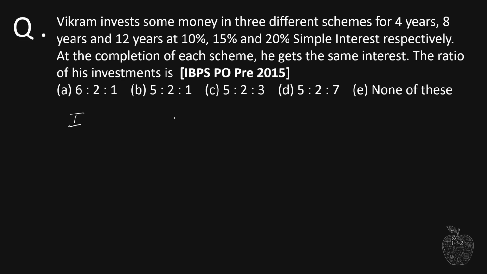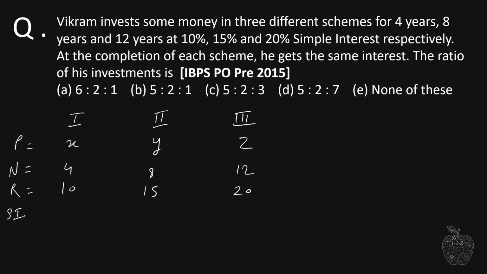Let's assume that it is scheme 1, scheme 2 and scheme 3. He is investing some amount, so let's assume that the principal is X, Y and Z. He is investing it for 4 years, 8 years and 12 years respectively. So N is 4 years, 8 years and 12 years, and he is investing it at 10%, 15% and 20% simple interest respectively. So rate is 10, 15 and 20. From this we can calculate the simple interest, which is PNR by 100.